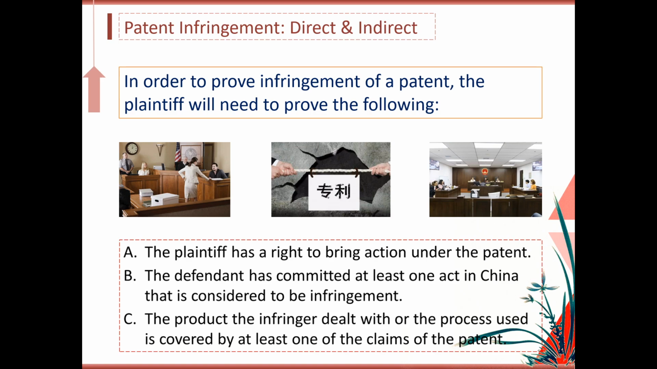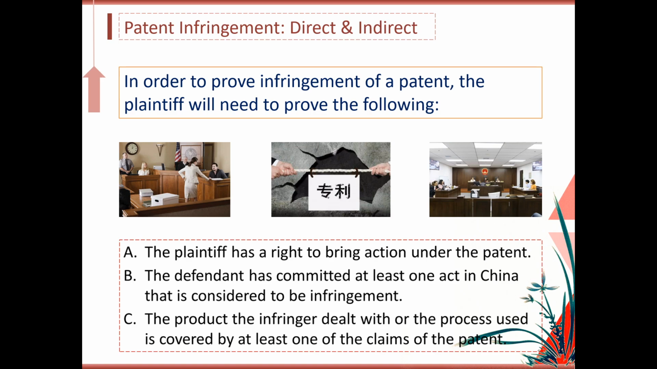Secondly, the plaintiff must prove, with strong evidence or evidence acceptable to the courts, that the defendant has committed at least one act restricted under Chinese patent law that's considered to be infringement.